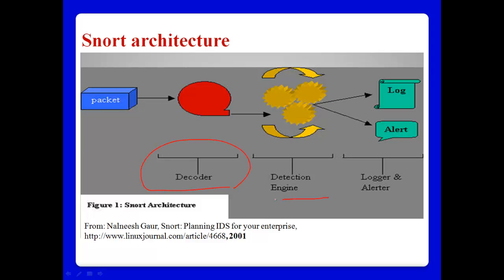First one, the decoder; second, the detection engine; third, the log and alert. When a packet arrives at Snort, at first the decoder passes this packet to the detection engine. The detection engine completes its process for this kind of packet, and after that sends the packet to the log and alerters. And log and alert normally write the packet to the log or alert like this.